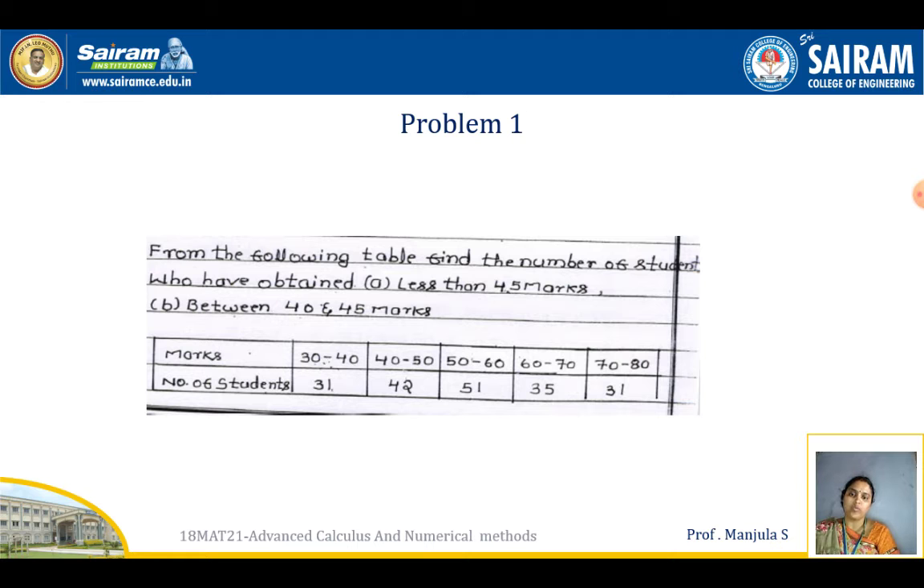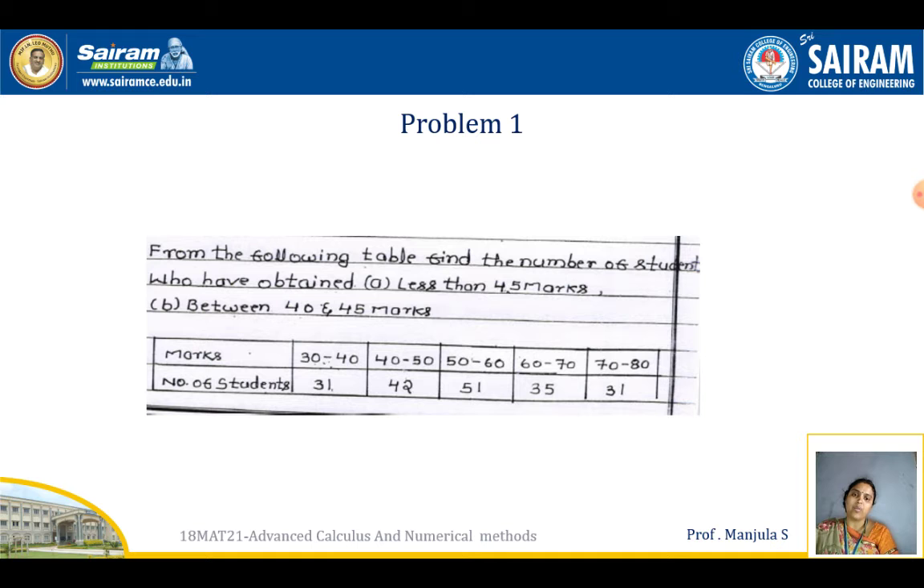In the first problem it will be like this: from the following table, find the number of students who have obtained less than 45 marks and between 40 and 45 marks. In the table they gave marks, the range 30 to 40 marks, around 31 students got those marks, around 42 students got marks in the range 40 to 50. Like that they gave data up to the 70 to 80 range, where the number of students is 31. Like this they gave the data.